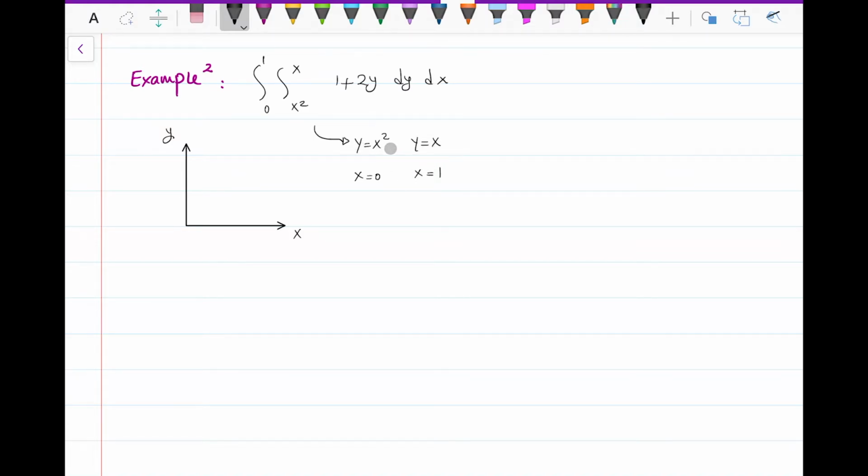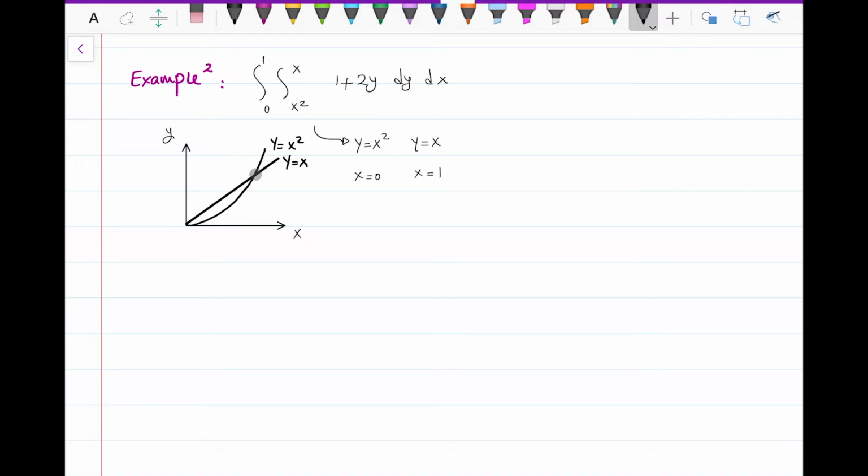It's y equals x squared, the parabola. Let me graph it. y equals x squared. Then I have y equals x. So that's the line y equals x. Okay. And x from 0 to x equals 1.